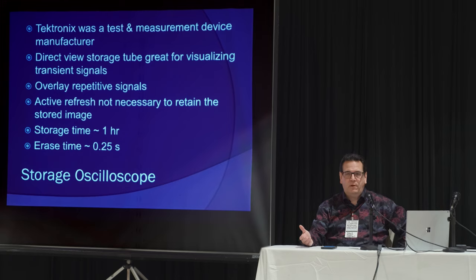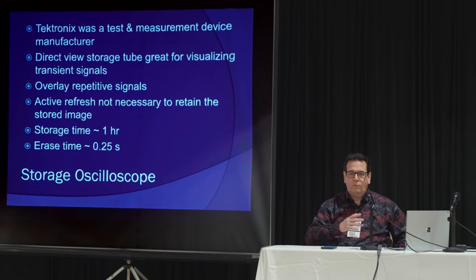in a typical dynamic refresh display oscilloscope, you have to keep refreshing the display with new signal data. But in a storage scope, once the signal is recorded onto the face of the tube, and as long as power remains applied to the tube, they have to maintain a voltage field in order for the phosphors to continue emitting and for the image to remain stored.